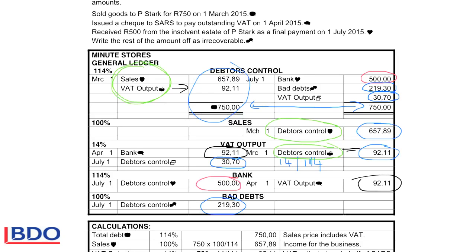Then for the bad debts portion, we will take the full amount and reduce the debtors with the bad debts. But we will split the bad debts between the bad debt section to show how much is the loss for the business, and we will debit VAT output to show how much we can claim back from SARS. So if there's bad debts or discount allowed, it means that the business would lose 100 over 114% of the amount, and SARS will lose 14 over 114.